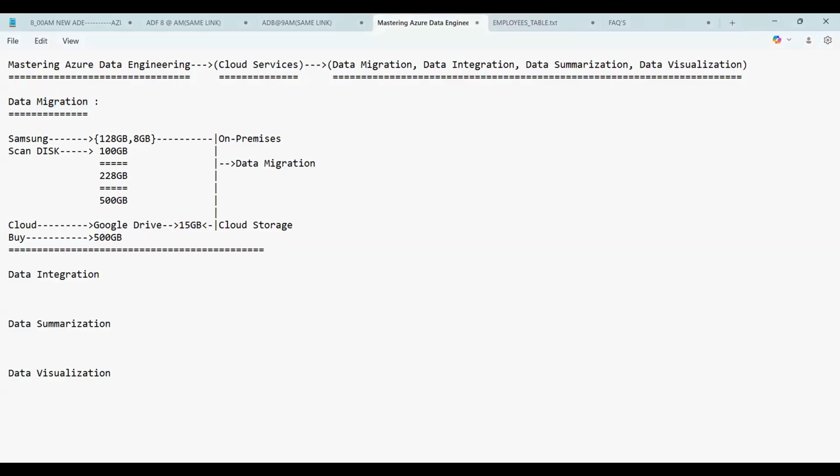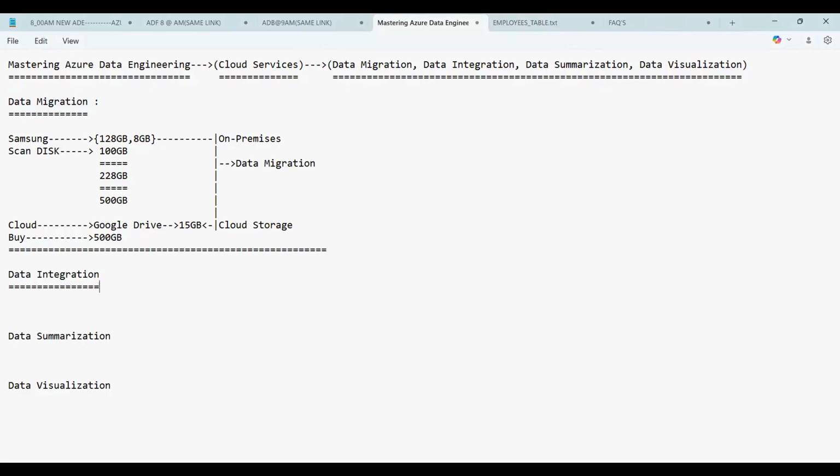So, guys, that's the thing we have. Now this is called what? Data migration. Now the next one we have here is the data integration. So what do you mean by data integration, everyone? Any idea, guys? What is data integration? Any idea about the data integration process?